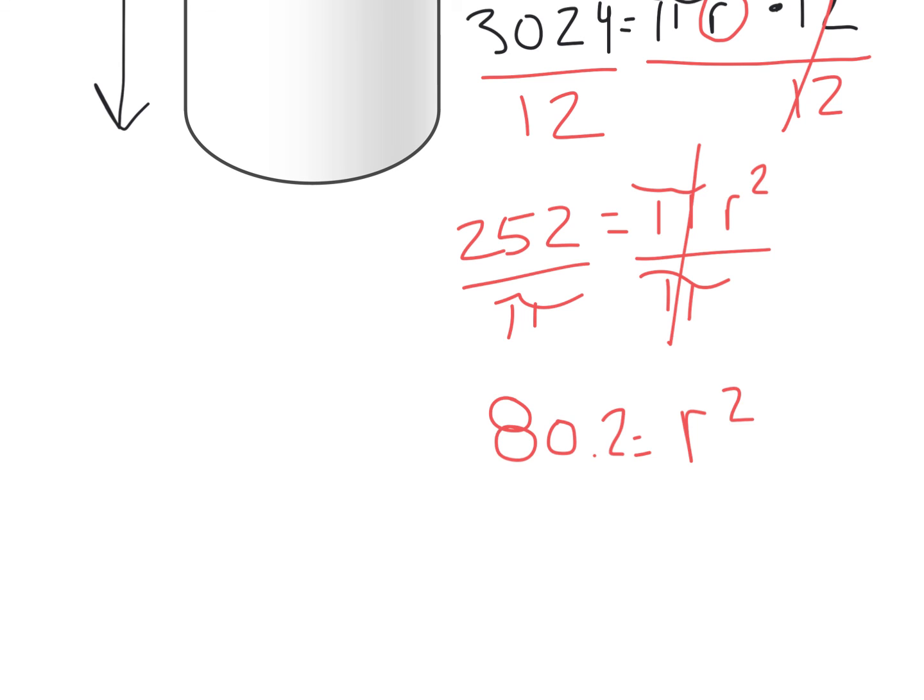So the opposite of squaring a number would be to take the square root of the number. So we're going to, on both sides of the equation here, take the square root. The square root of r squared, they just cancel each other out and we're left with r. And 80.2, if we take the square root of that, we get 8.95.